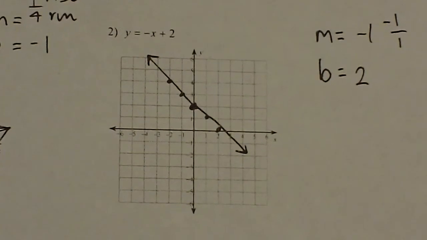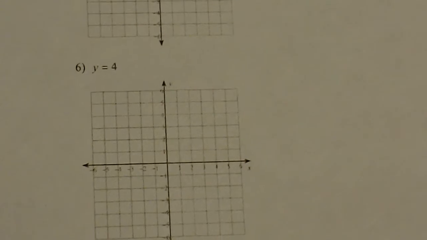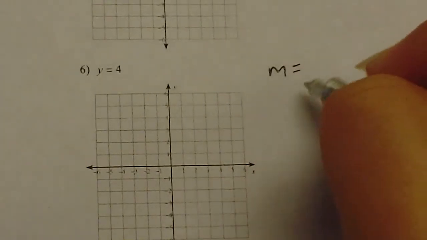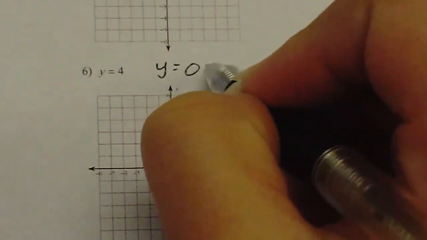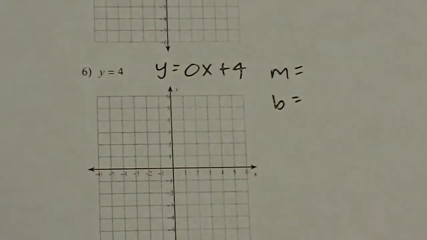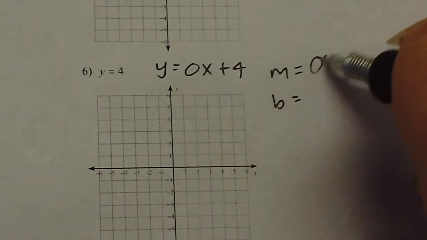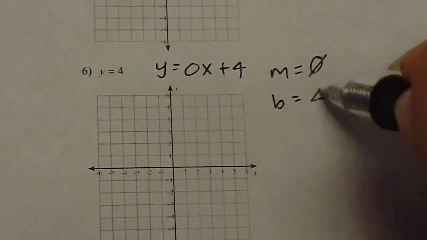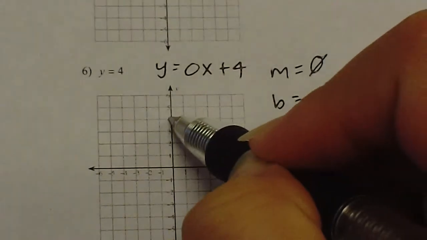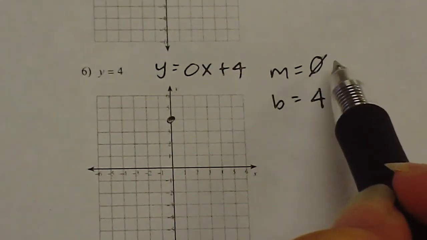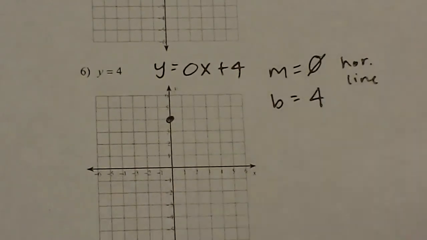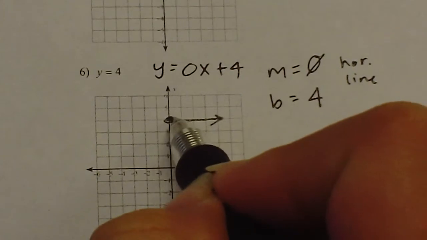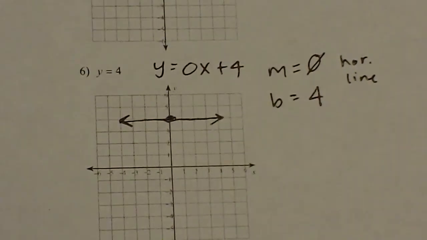Now occasionally you will come across a special case like number 6. Okay, number 6, y equals 4. We talked about this. If there is no x value, we know that that is saying y equals 0x plus 4. And if that's the case, that means the slope is 0 and the y-intercept is 4. We graph a dot at 4, and if the slope is 0, that is a special case, which means it is a horizontal line. So it would go horizontally at 4.